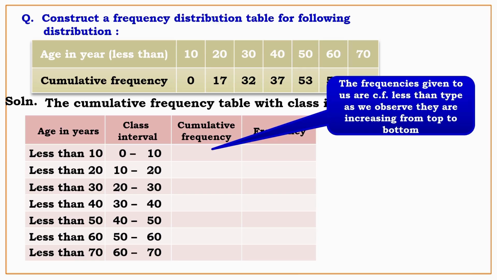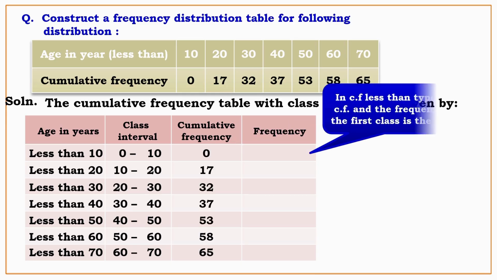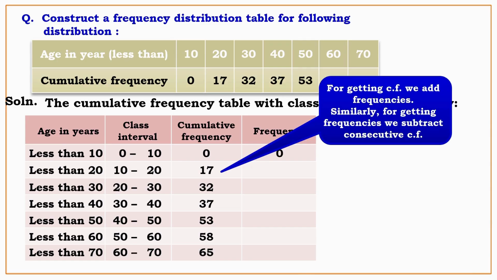Now the frequencies given to us are cumulative frequencies of less than type. As we observe, they are increasing from top to bottom, right? Now in cumulative frequency of less than type, the CF and the frequency of the first class are the same. So we'll just copy the frequency as it is. Now for getting the cumulative frequency, normally what we do? We keep on adding the subsequent frequencies.